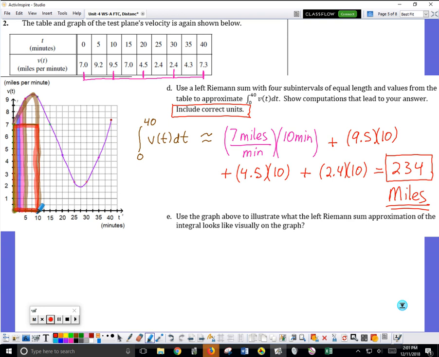As we move over, it changes. So the next section, we took 9.5 and we multiplied by 10. So that's this one.